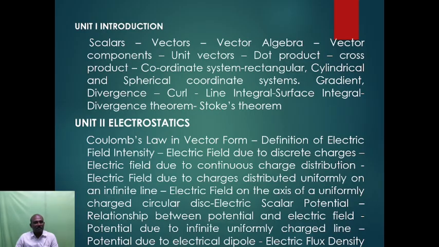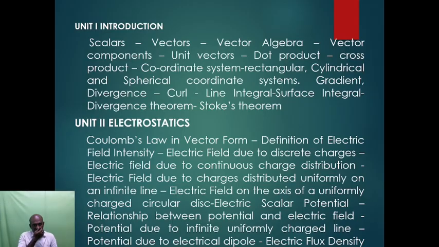So why are we seeing vectors in electromagnetic fields? The various quantities involved in electromagnetic fields are vector quantities: the force between two charges, force per unit charge, the potential, flux densities. So they are vector quantities. In this regard, we are going to see some mathematical vector fundamentals. In this manner, we are seeing the first unit about vector quantities.